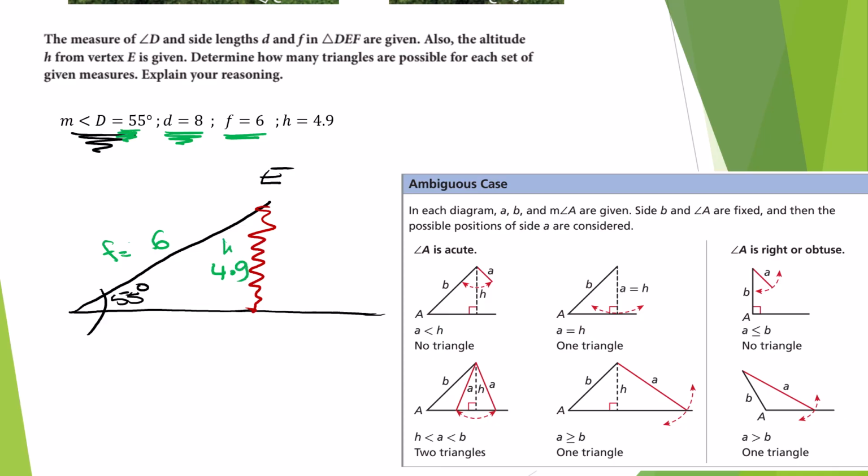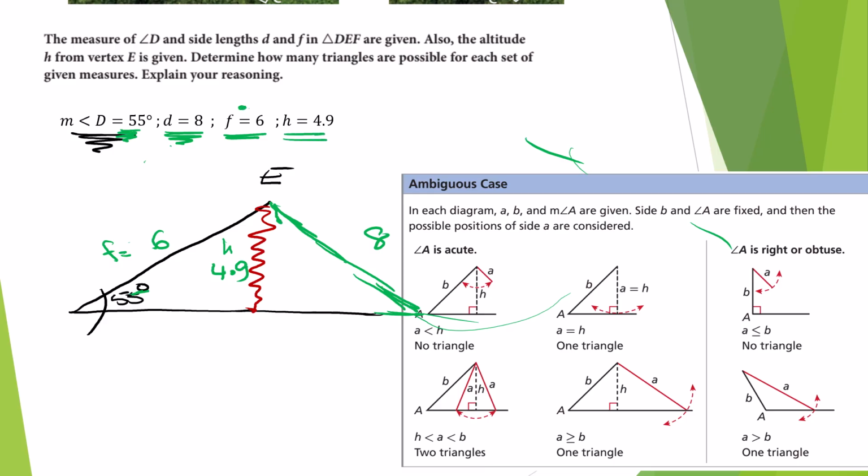This is the height. Now side D is 8. So if D is 8, I can make a triangle, I guess. I can make a triangle because 55 in that case will be the largest angle. Let's try to understand this case. This case says that the height is small. If the height is small, it's very good.